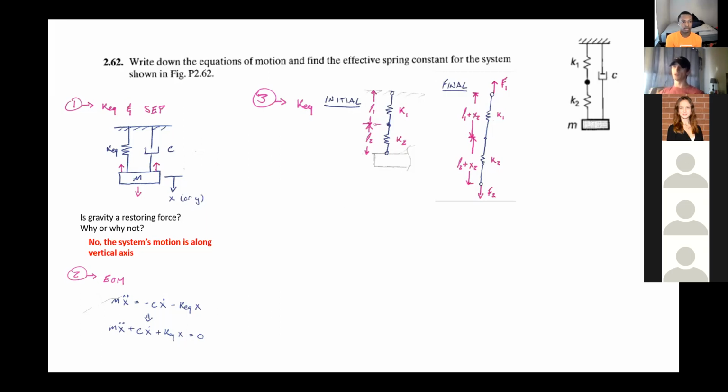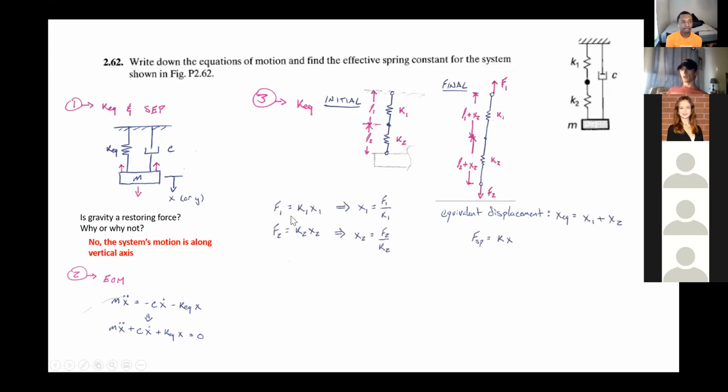So I'm just going to go through it. We have our initial length 1 and our initial length 2, our K1 and K2. In the final configuration, we have these two forces created by the springs, and we still have our spring constants. But now our length is L1 plus X1. Sorry about that. L1 plus X1, so that's our displacement. And same thing on the bottom, L2 plus X2.